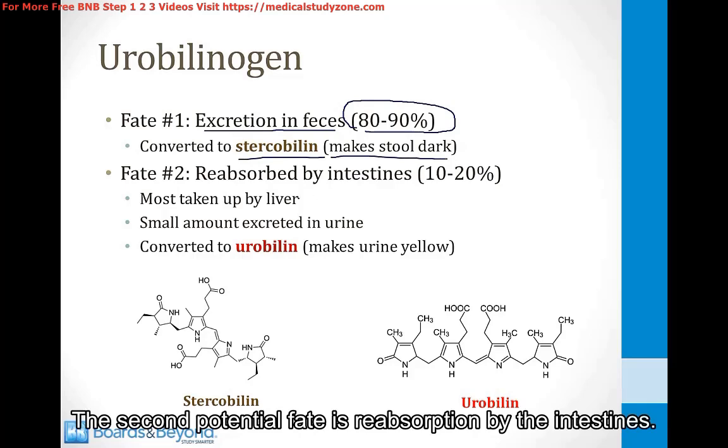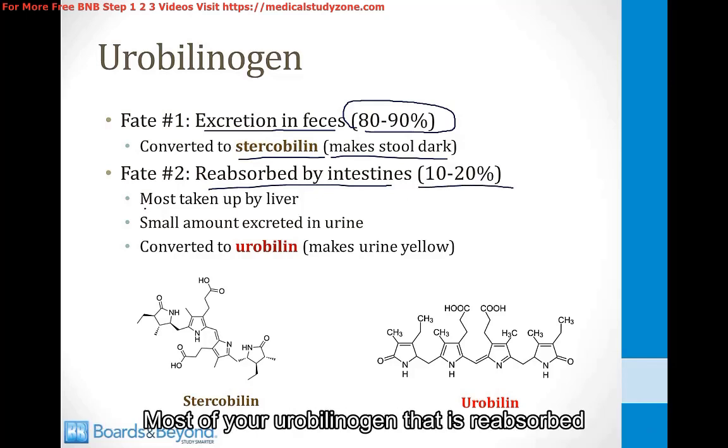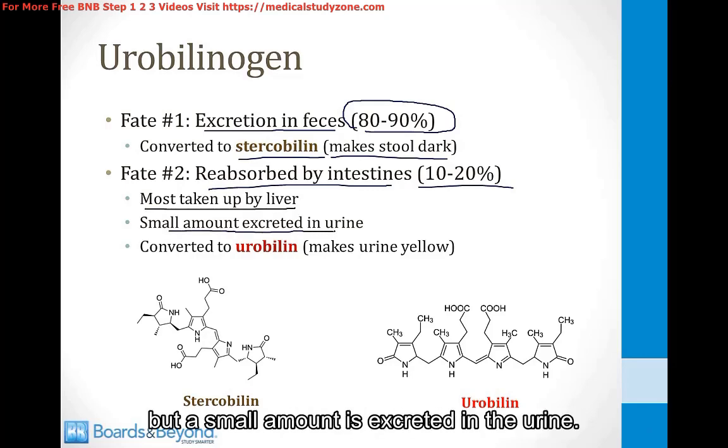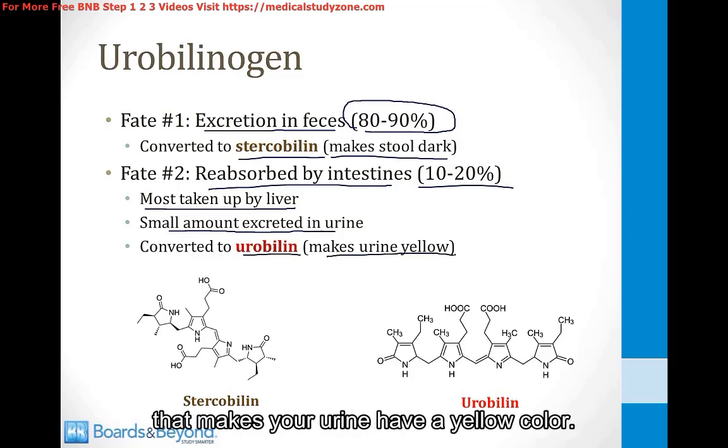The second potential fate is reabsorption by the intestines. This happens to a minority of the urobilinogen molecules in the intestines. Most of the urobilinogen that is reabsorbed is taken up by the liver, but a small amount is excreted in the urine. When it is excreted in the urine, urobilinogen is converted into a substance called urobilin, and this is the substance that makes your urine have a yellow color.